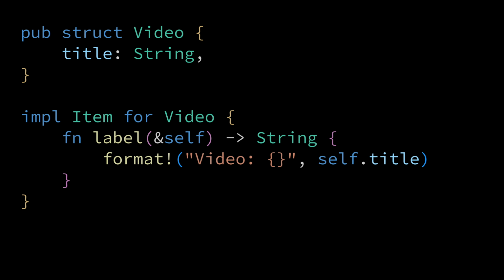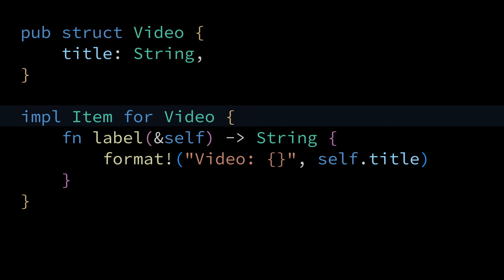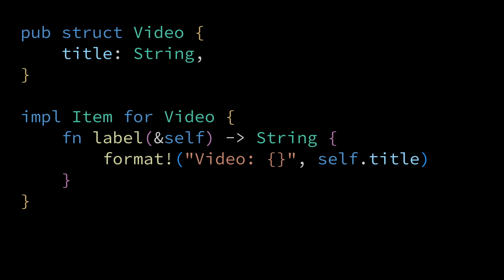One of our item types is a struct that represents a Video, and it has a title string. To implement the Item trait for this Video type, we write impl Item for Video. This is called a trait impl block.